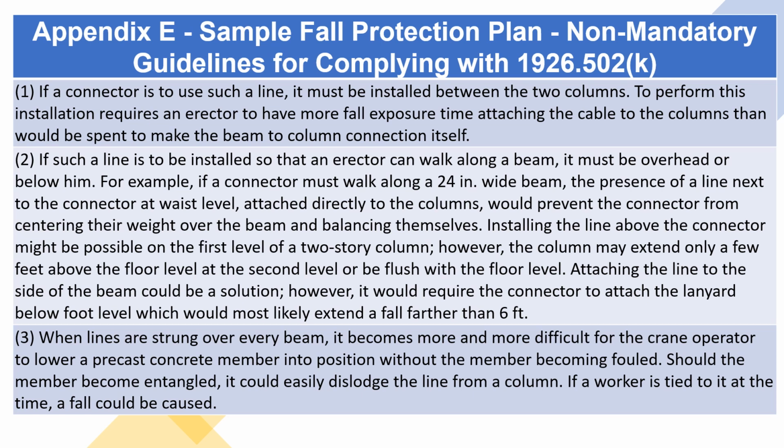Attaching the line to the side of the beam could be a solution, however, it would require the connector to attach the lanyard below foot level, which would most likely extend a fall farther than 6 feet. 3. When lines are strung over every beam, it becomes more and more difficult for the crane operator to lower a precast concrete member into position without the member becoming fouled. Should the member become entangled, it could easily dislodge the line from a column. If a worker is tied to it at the time, a fall could be caused.